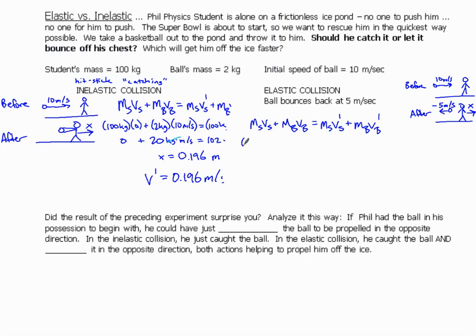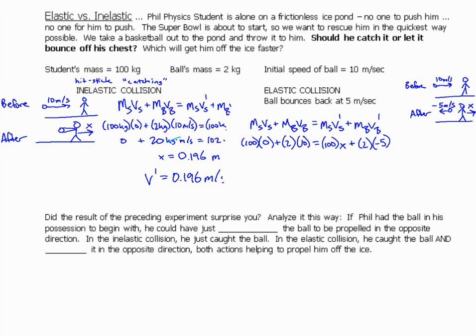So plugging in numbers, the student is still 100 kilograms, velocity is 0. Plus the mass of the ball, 2 kilograms, and its velocity was originally 10 meters per second. Over here we have mass of the student. Student's velocity is now x, positive x. Mass of the ball, and the velocity of the ball is now 5 in the opposite direction, which we'll call negative 5.